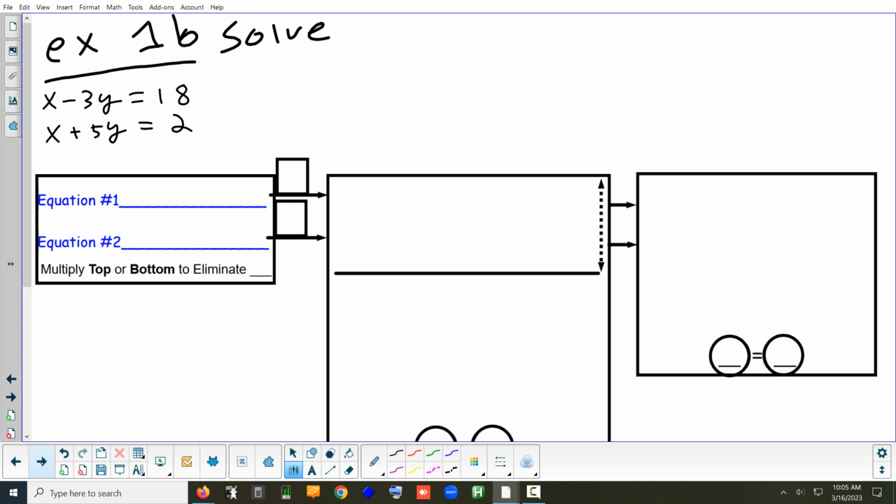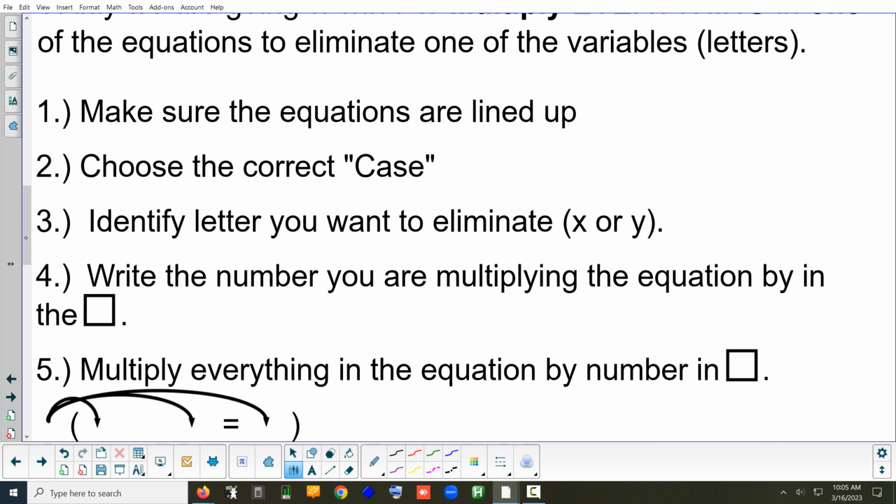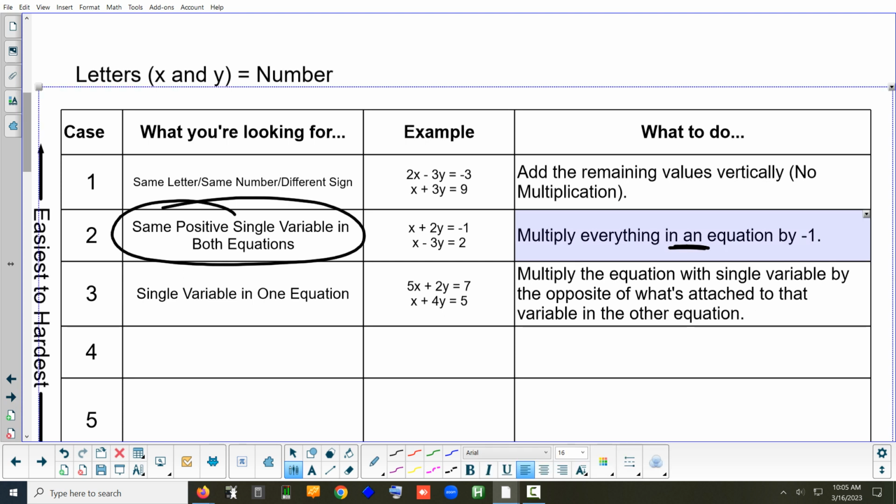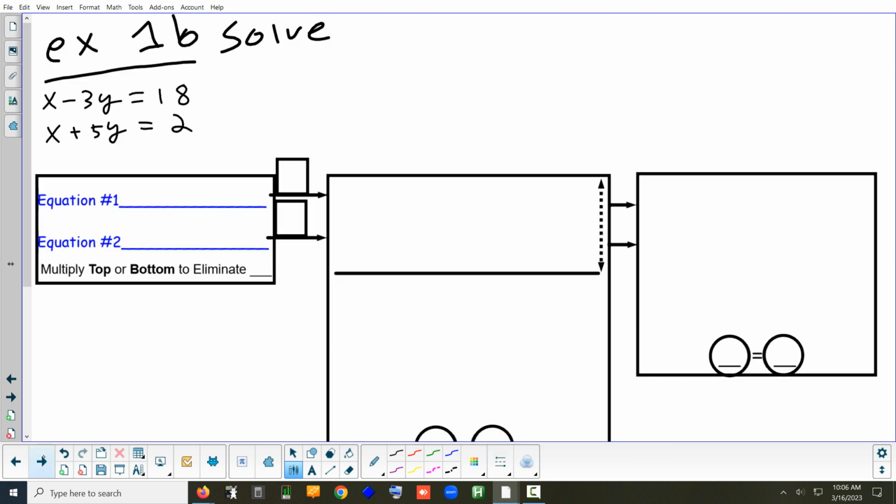Yep, the x. So the directions say when you have a single positive variable in both of the equations, multiply by -1. It doesn't matter which equation you multiply by -1. So Caleb, which one do you want to do? Oh, that's right, you just got that. So which equation do we want to multiply by -1? The first one? The first one, okay. So let's put -1 down. And then x minus 3y equals 18.